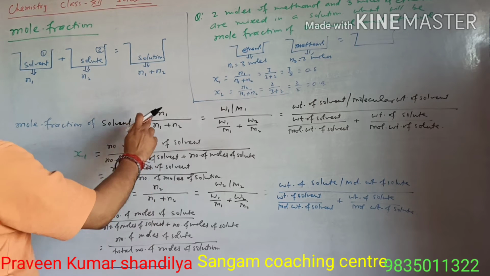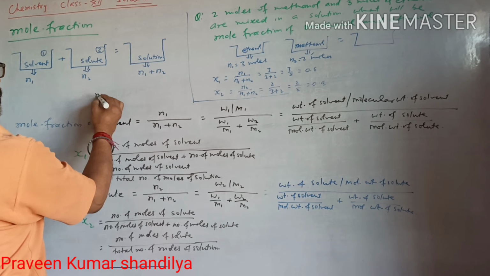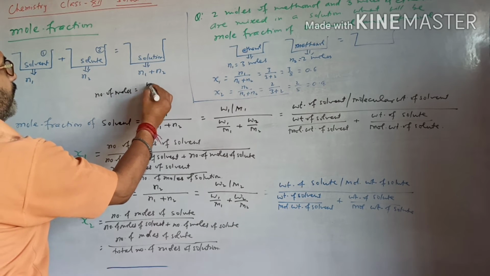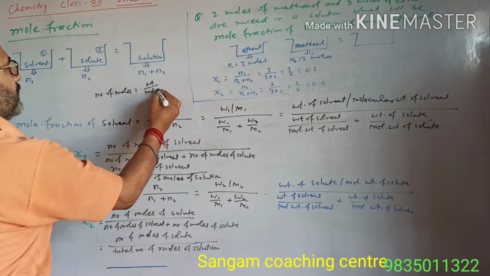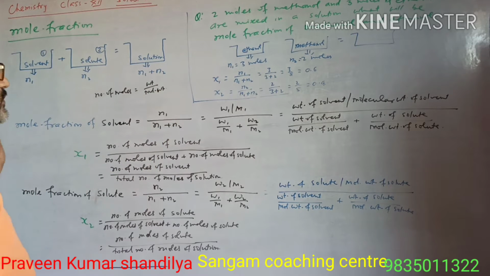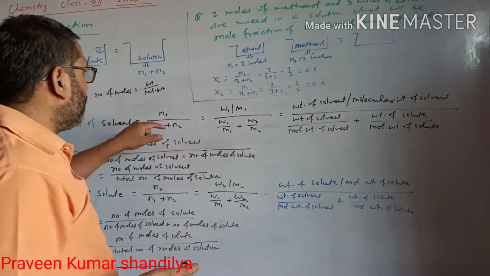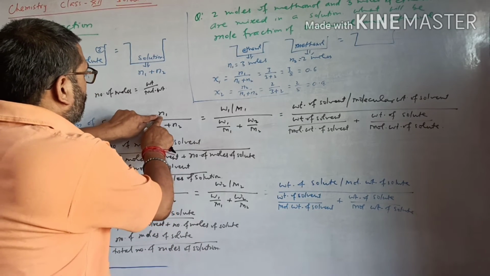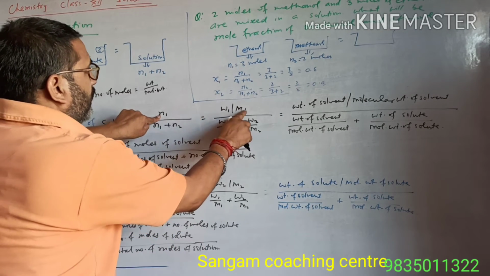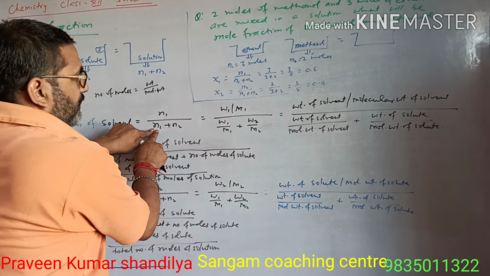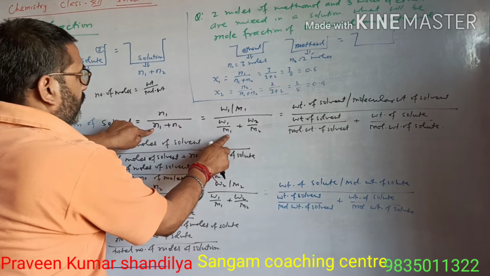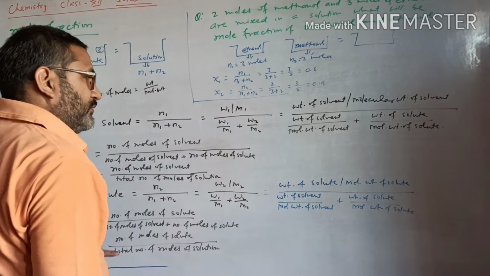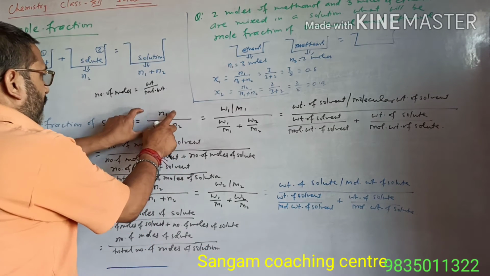You know what is the meaning of number of moles? Number of moles means weight by molecular weight. So I write here the number of moles of solvent, that means weight of solvent by molecular weight of solvent. And here, weight of solute by molecular weight of solute. Is it okay? Now we can detail here.